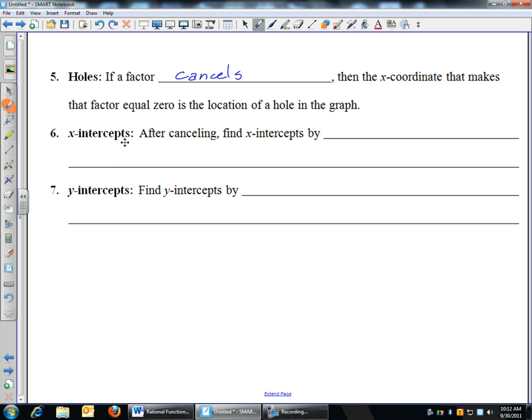X-intercepts and y-intercepts are still the same. After canceling, you find the x-intercepts by, you set the equation equal to 0, but I'm going to make this a little bit easier. You set the numerator equal to 0. The denominator isn't going to matter.